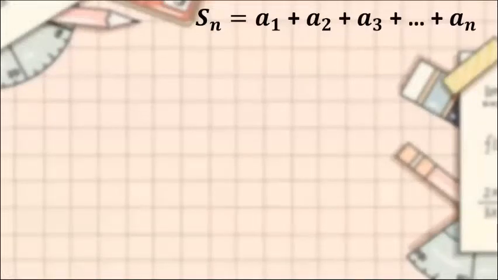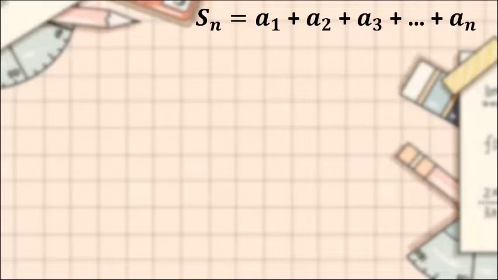Series given general term. So always remember S sub n is equal to A sub 1 plus A sub 2 plus A sub 3 plus and so on and so forth until we reach A sub n. Always remember that this is the general formula in getting the series of a finite sequence.